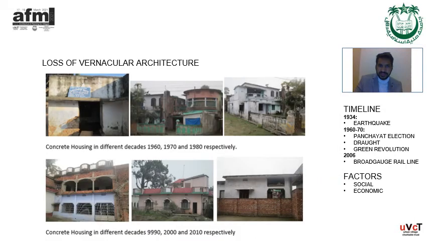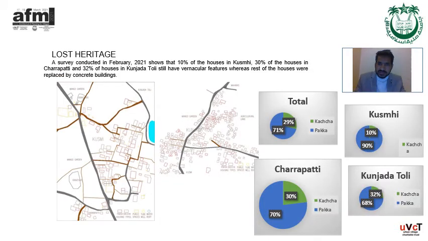Over the period of time, sloping roof tiles were removed and replaced by concrete roofs. Courtyards were removed or slowly became smaller. Most of the houses were constructed without taking into consideration the local climate and weather. To measure this loss of vernacular architecture, I conducted a survey and found that only 29% of the houses still have vernacular architecture features, whereas the remaining 71% have been replaced by concrete buildings.